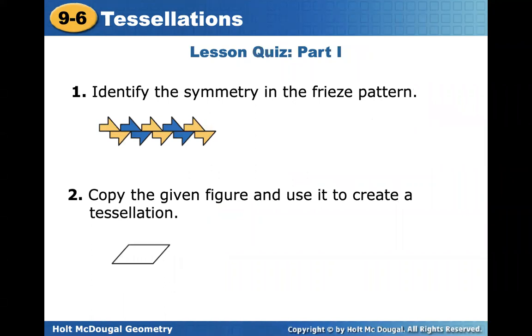And that's all I have for today for the tessellations. So I'd like you guys to do the assignment that is on the board there. Work on those problems for Monday. And Monday I'll be back and we'll work on 9.7.